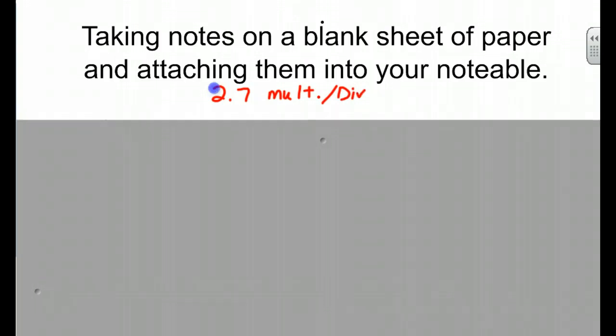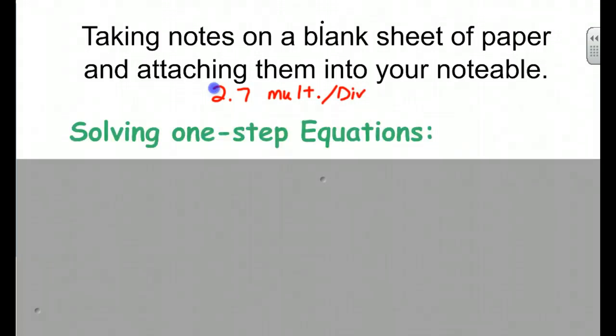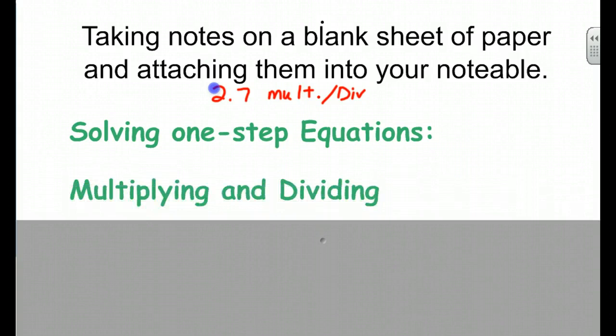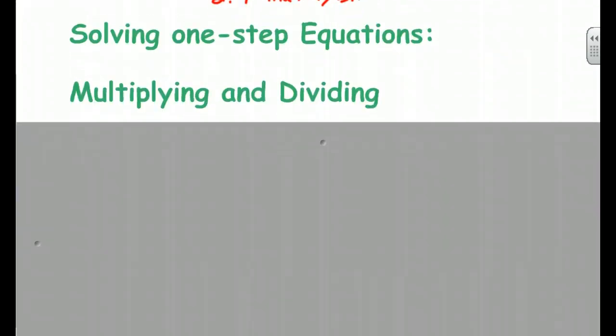Okay, so we are continuing. This is a continuation of 2.7. In 2.7, we are multiplying/dividing. Although I guess if I move this down, you'll see that we're solving one-step equations still, but now we are multiplying and dividing instead of just adding and subtracting.